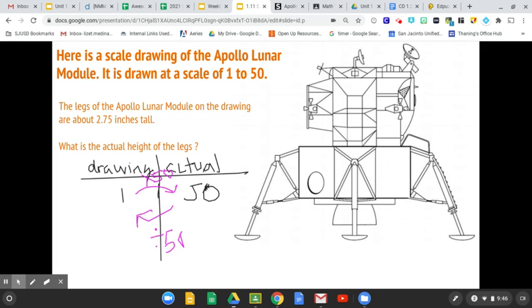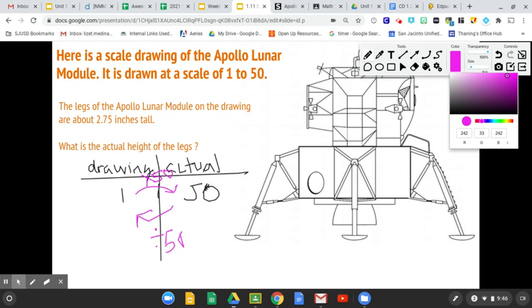from right to left. They tell us the legs on the drawing are 2.75 inches tall. So that's a drawing measurement, so I need to put that on the drawing side. And that's measured in inches. And then you guys are going to use this scale to answer this question here. What is the actual height of the legs on here?